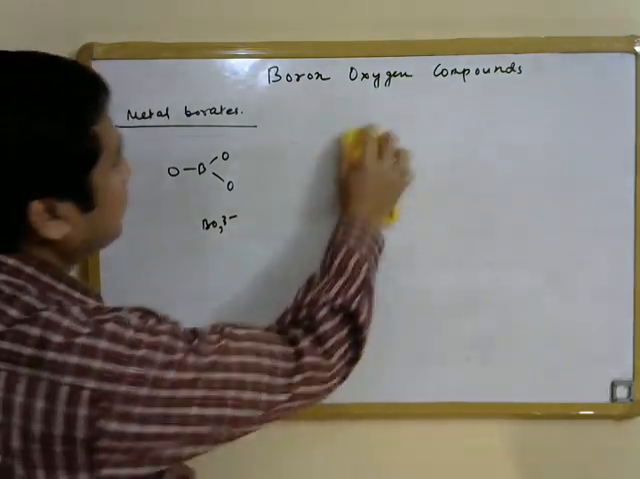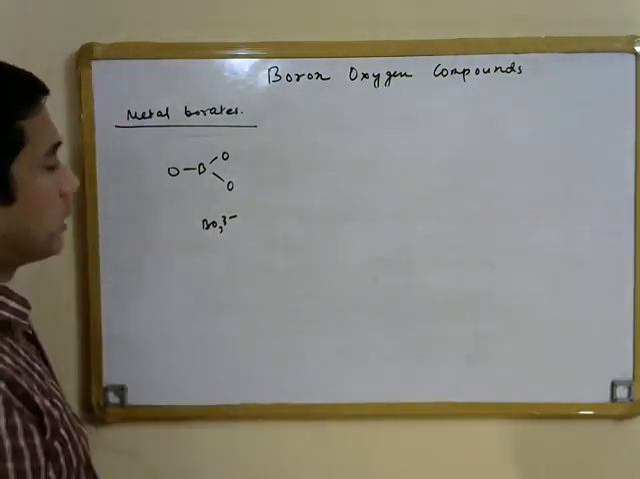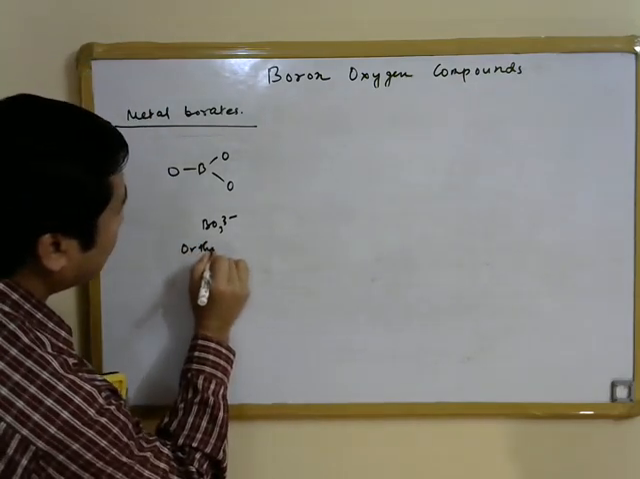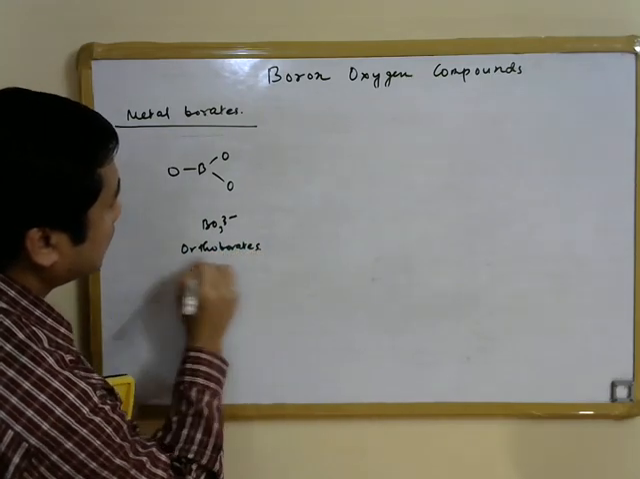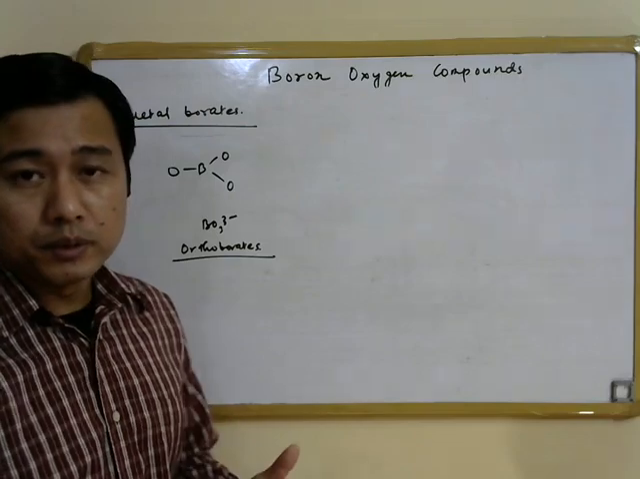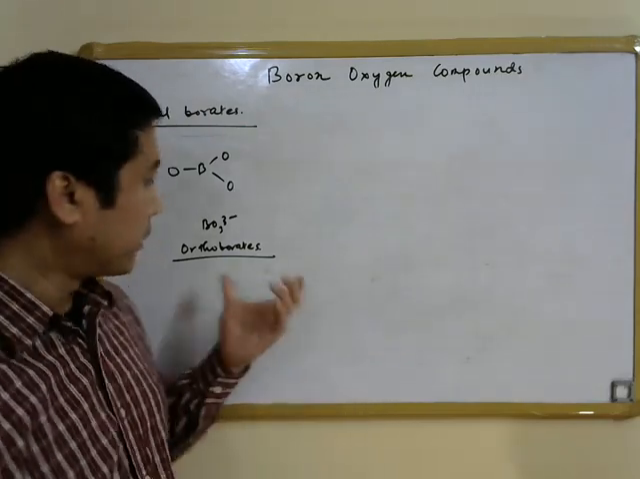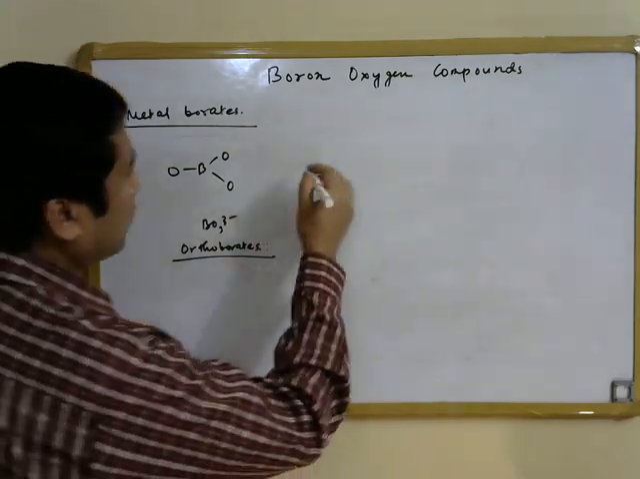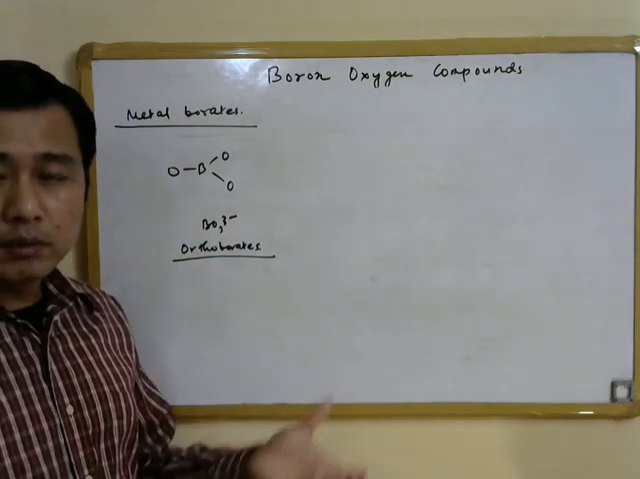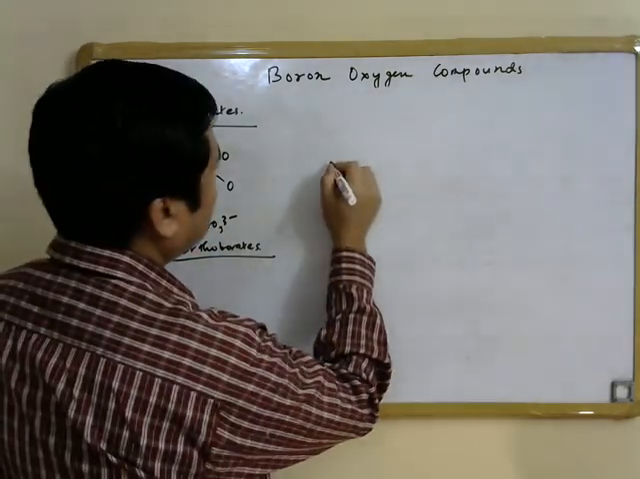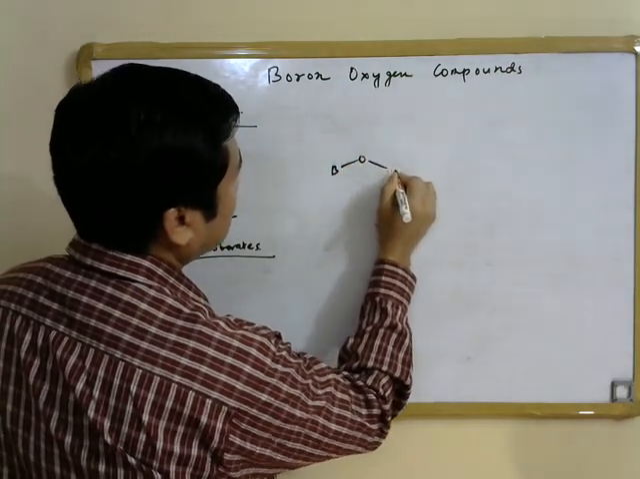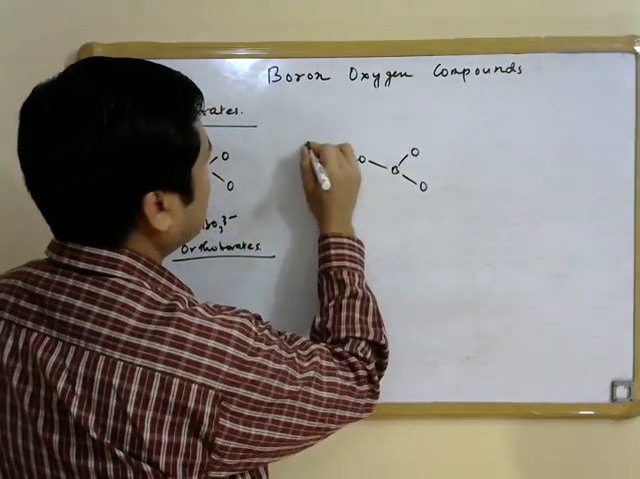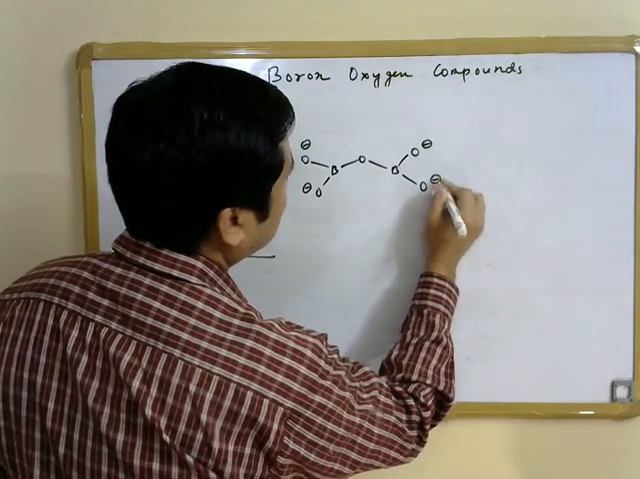When only one BO3 3 negative unit is present in a metal borate, we call such metal borates metal orthoborates. Now, by sharing one of the oxygen atoms, this BO3 3 negative unit can form an oligomer, so we can have this sort of borate structure. Negative charges are going to be present here.